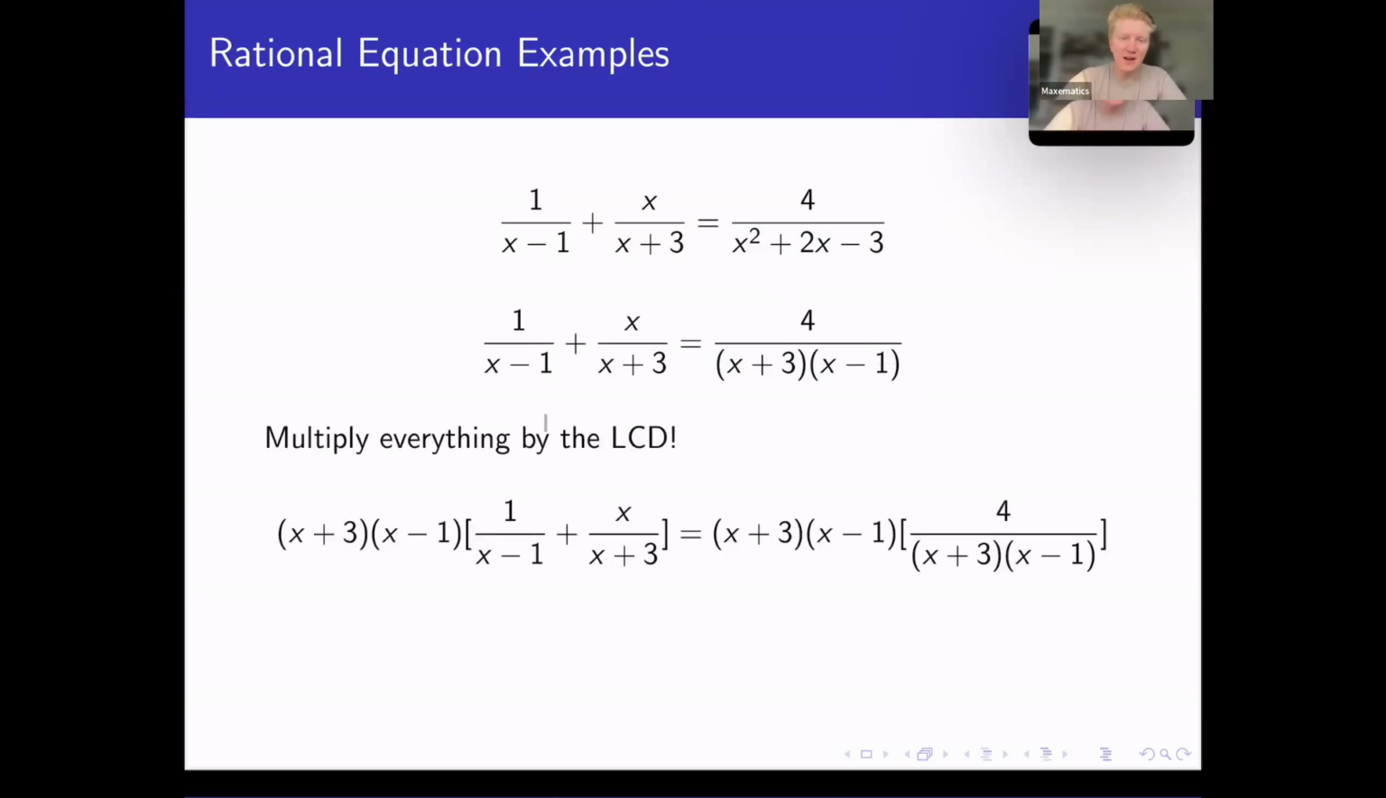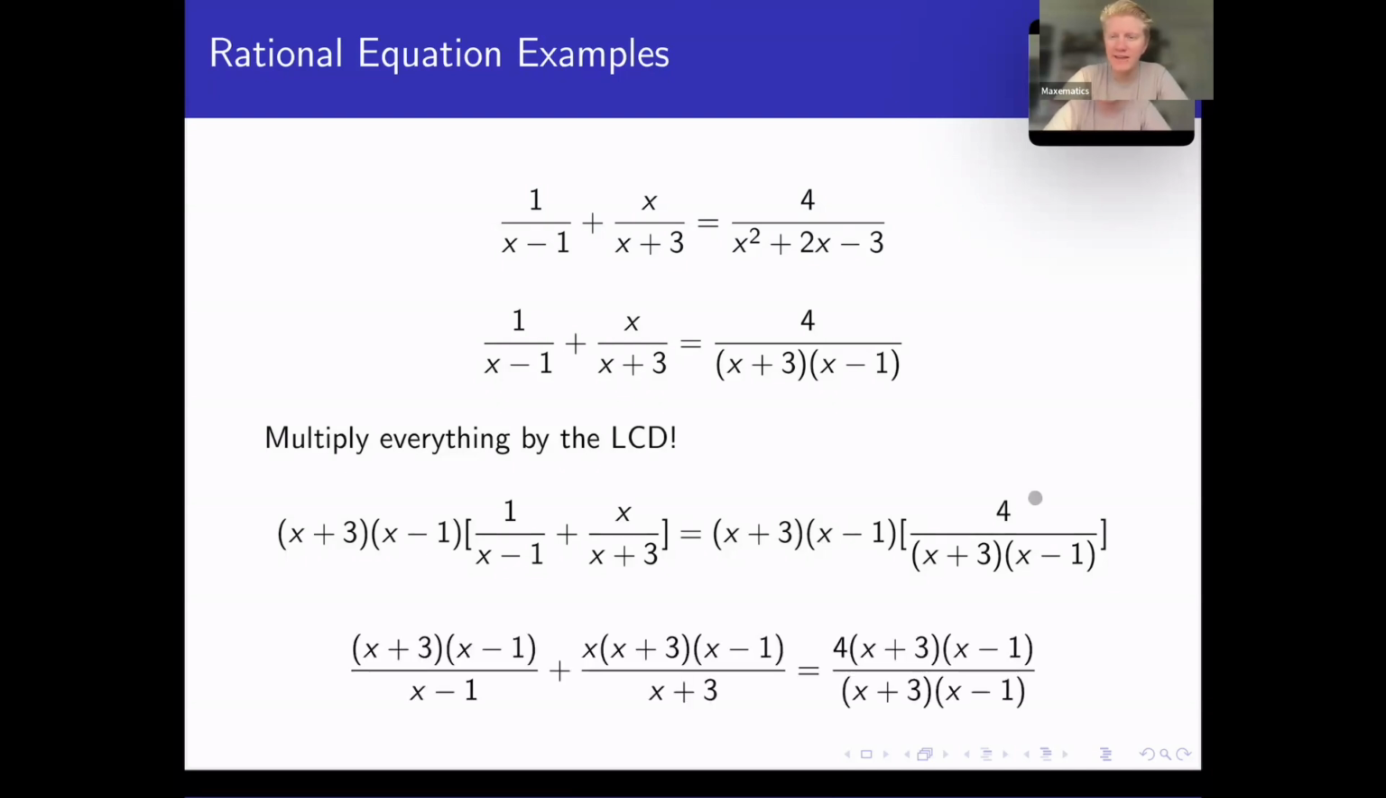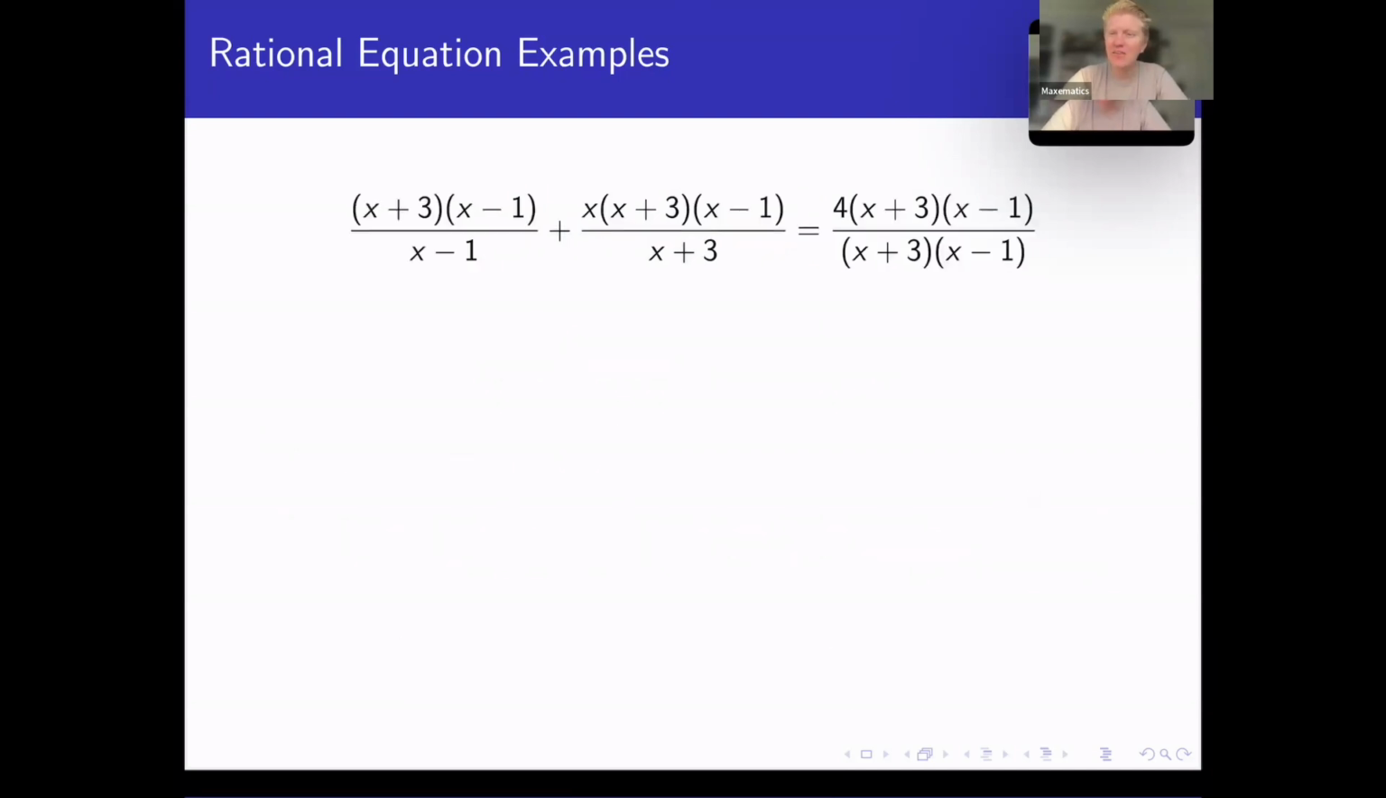Okay, all righty. Well, here again, let's distribute all of these to numerators. So x plus 3 times x minus 1 times 1, x plus 3 times x minus 1 times x this time, x plus 3 times x minus 1 times 4. And now you see things cancel out. x minus 1 goes away. x plus 3 goes away. x plus 3 and x minus 1 goes away. And now we're back to just a regular equation.